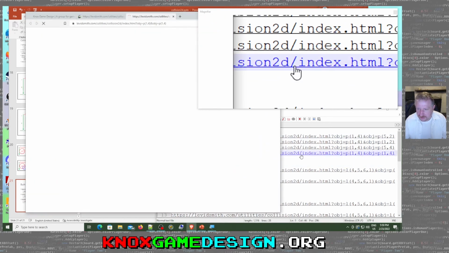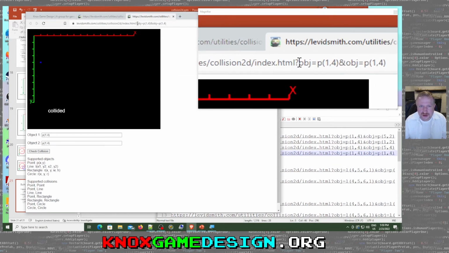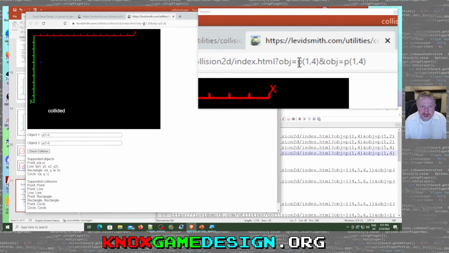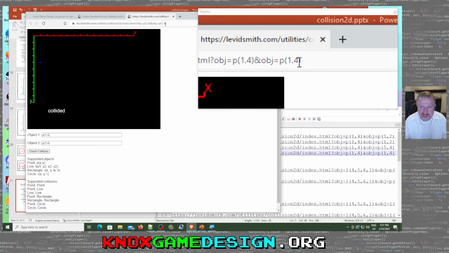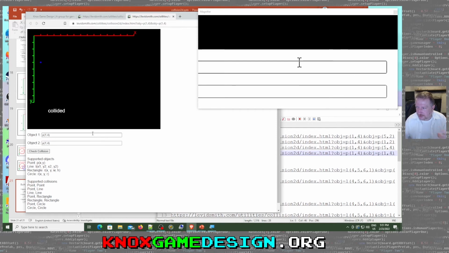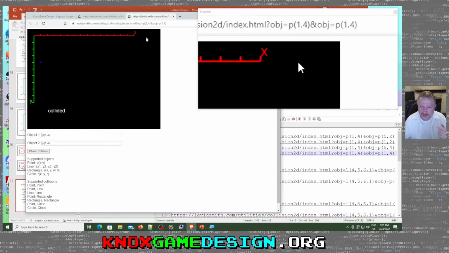So here's an example right here. And you can also specify this on the command line or the URL. You just do a question mark obj=, then your first shape, then ampersand obj=, then your second shape right there. So I thought this would be neat if you wanted to give an example to a friend or something. You could just put those values on the URL and share that URL right there.